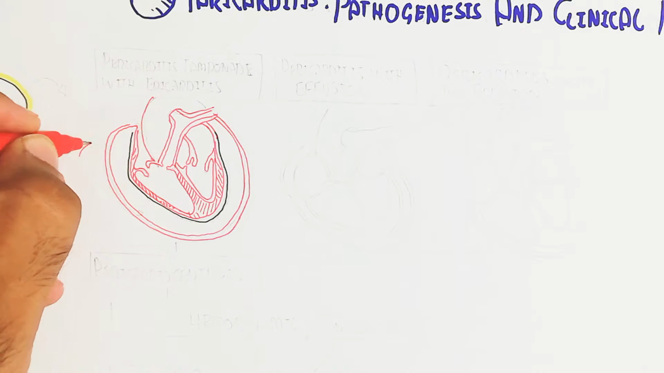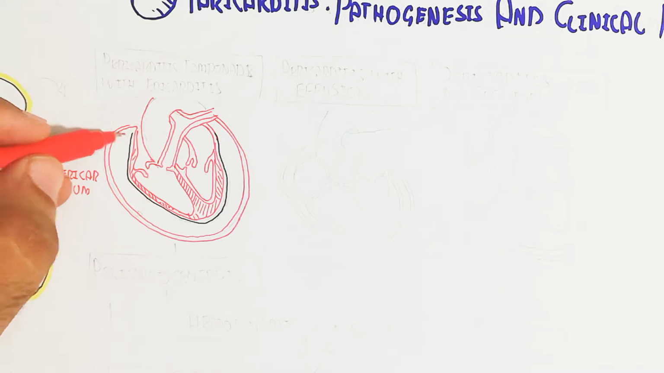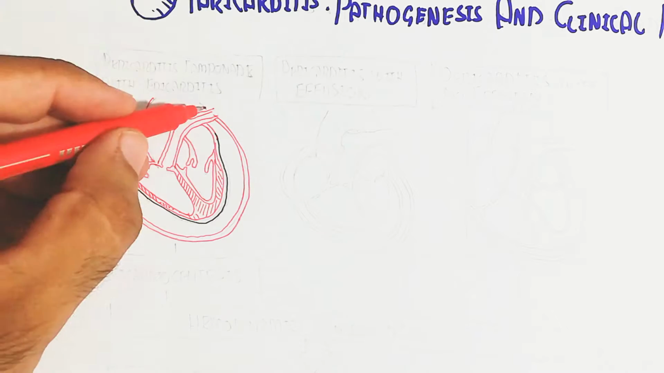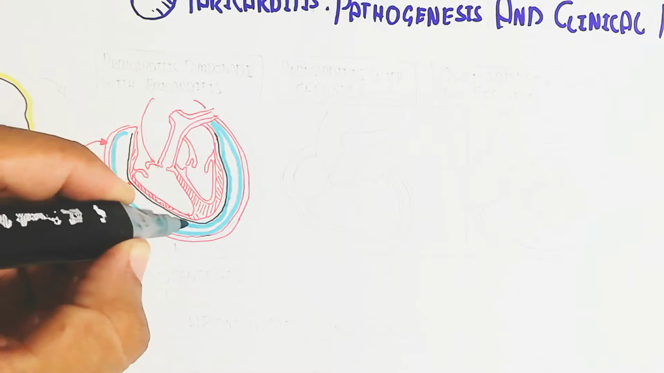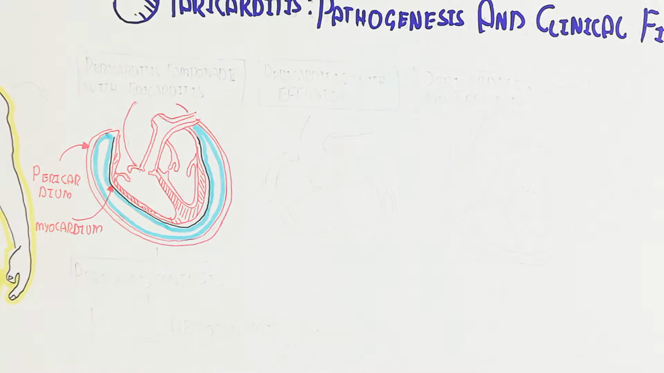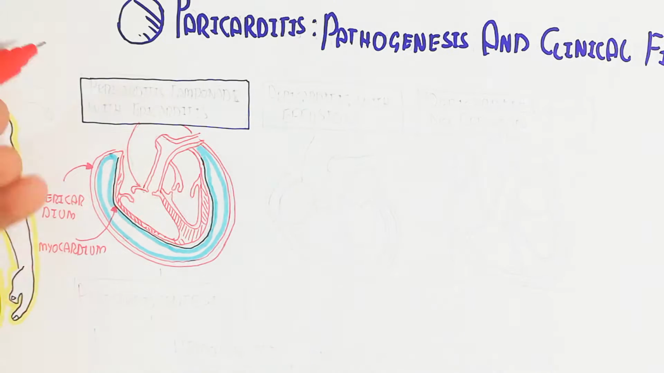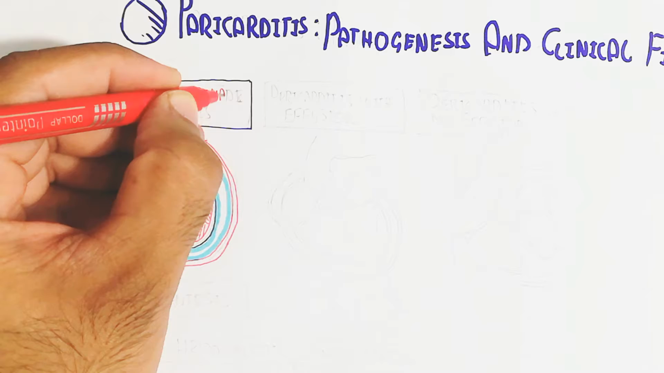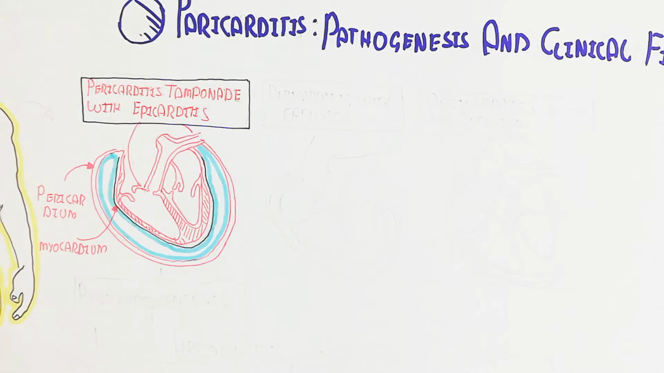Basically, the myocardium is inside while the pericardium is outside, and the pericardium contains a fluid. So remember the pericardial fluid. This pericardial fluid can change. Pericarditis with tamponade, epicarditis or other problems can arise.